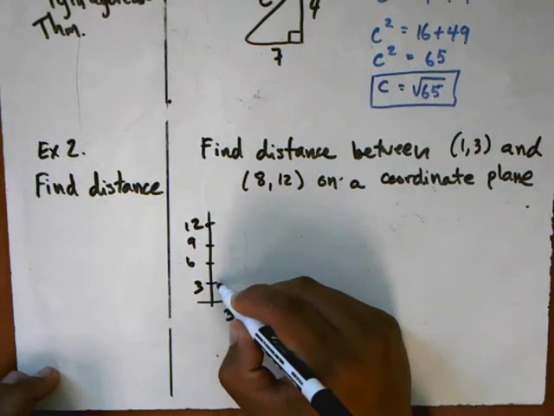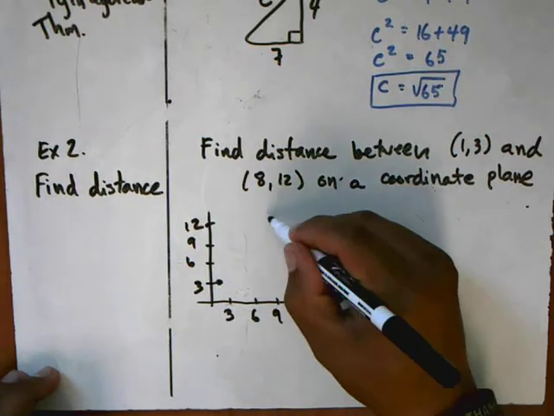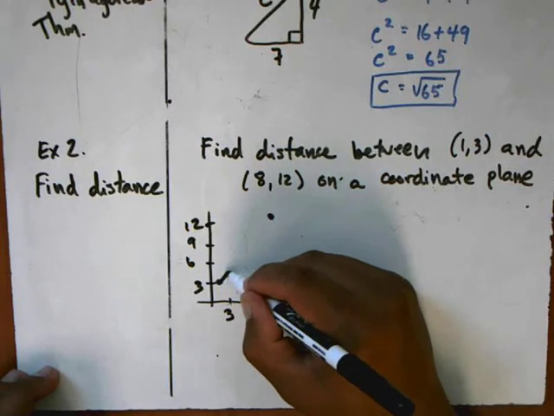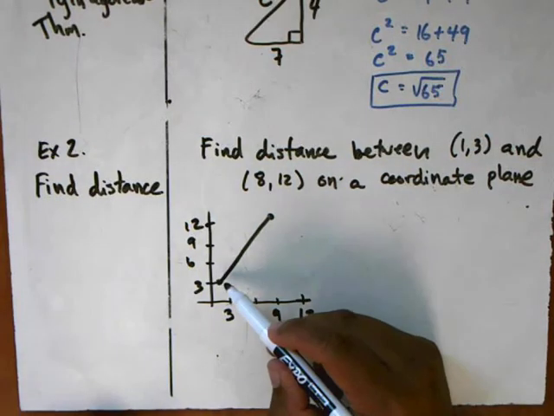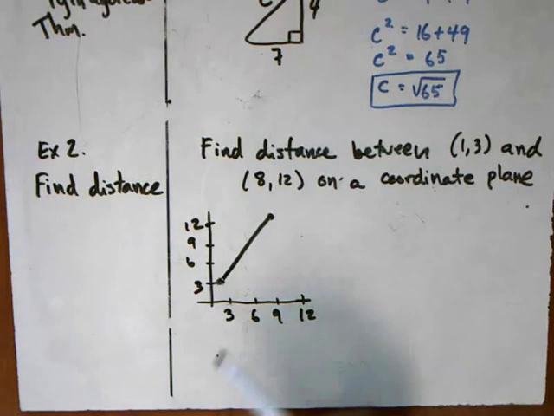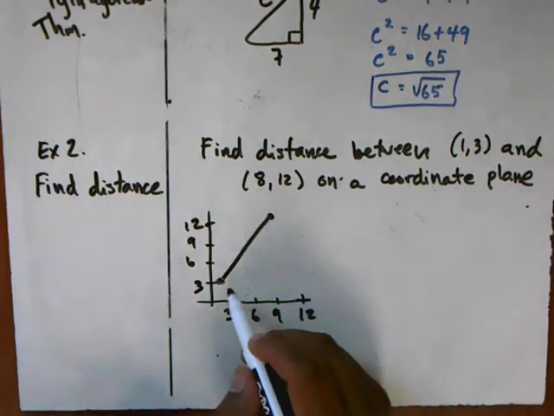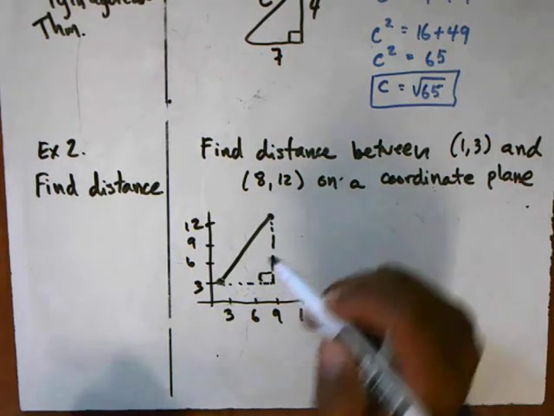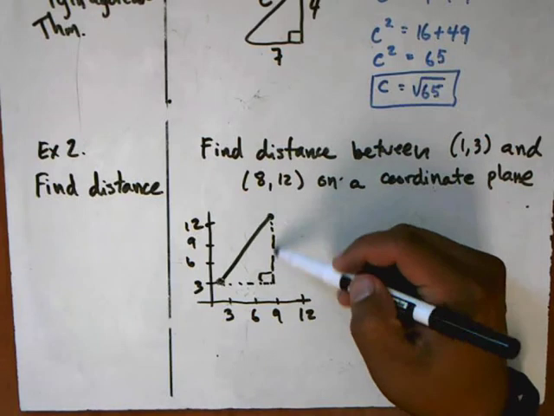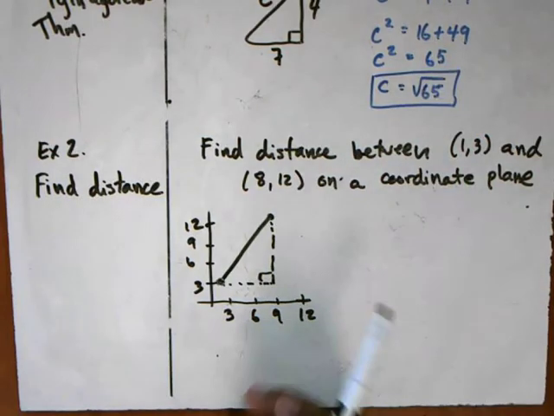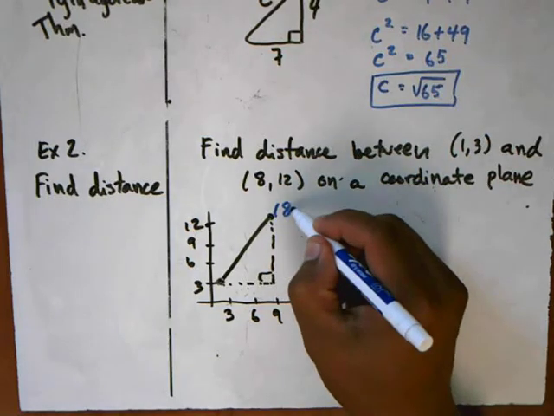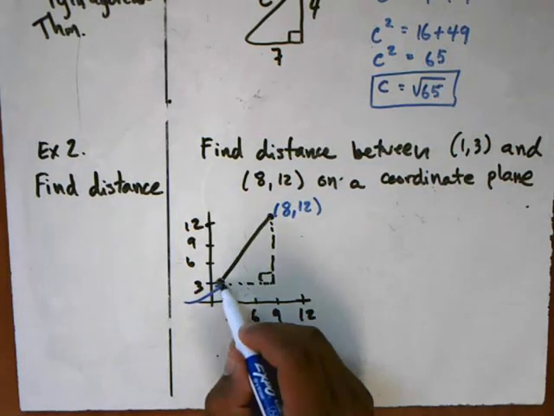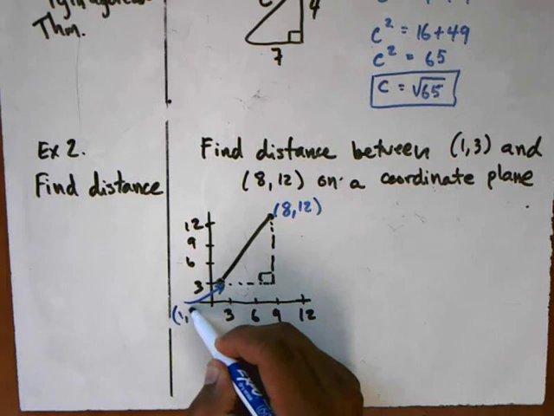So (1, 3) is about here, and (8, 12) is up here. And so we want to know the distance between these 2 points. In other words, what's the length of that line? Well, the best way to do this is to make a triangle out of it. In this case, it's going to be a right triangle, and we want to know what's this vertical distance here and this horizontal distance. But it helps if we write in the coordinates. So this is (8, 12), and this point here is (1, 3).